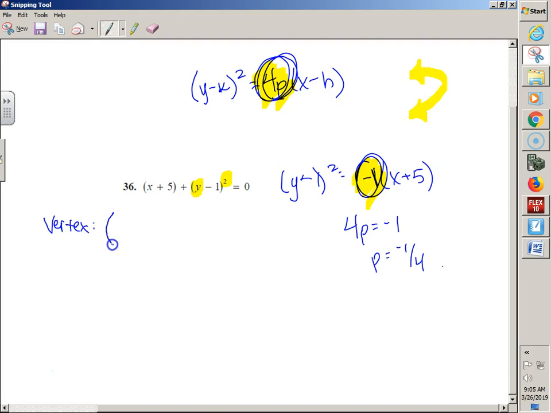Okay, it's the h, right? And the h is with the x. Good, so negative 5, because it's x minus h, negative 5. And then positive 1, y minus 1. Who's my focus?